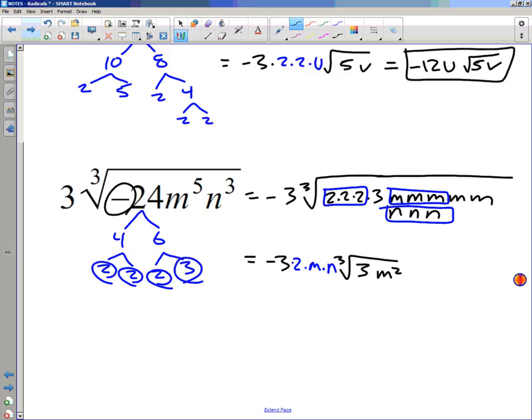We multiply everything together on the outside. We've got negative 6mn, and then cube root of 3m squared left behind inside.